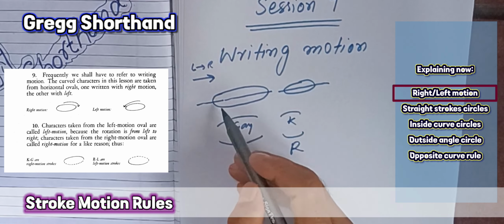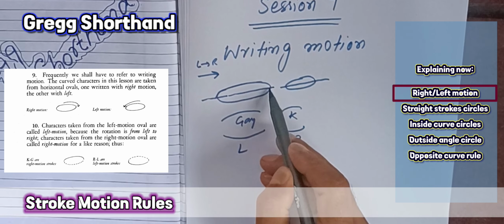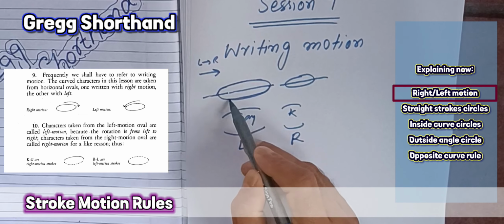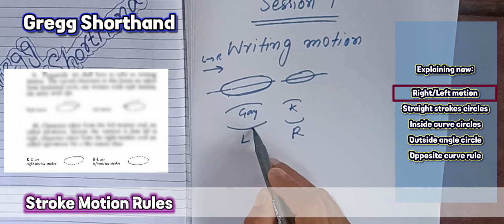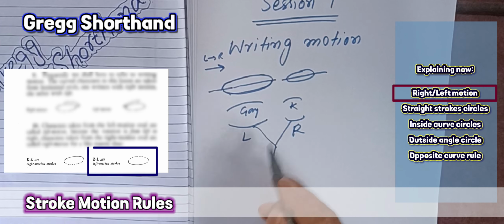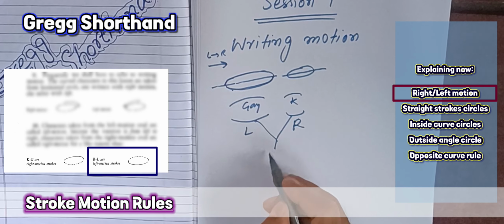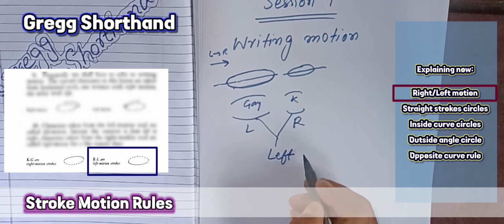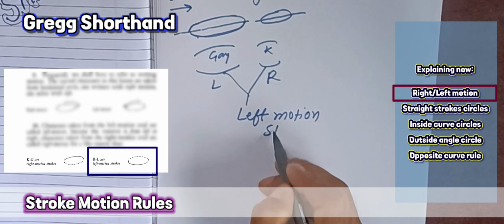But this is motion. When we form this oval, where do we start this L? We start it from here. So we call L and R, both of them, what do we call them? This becomes right and this becomes left. So these become left motion strokes.